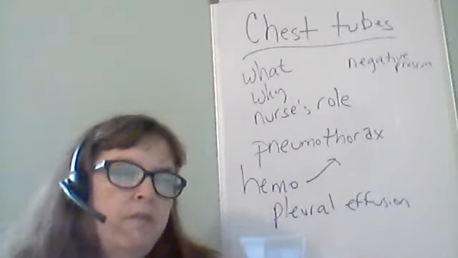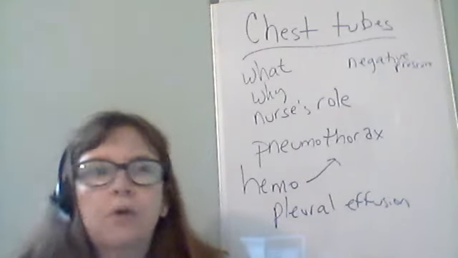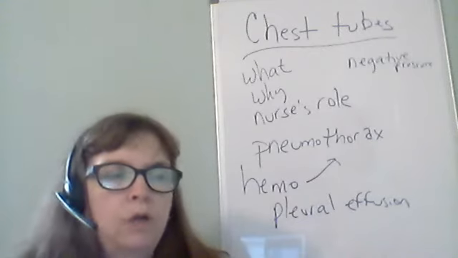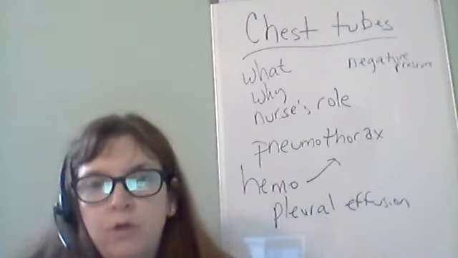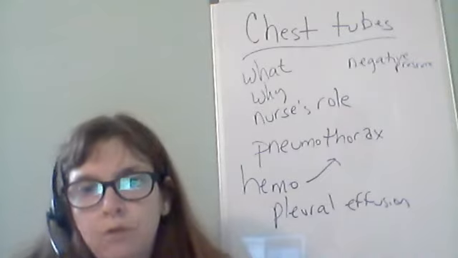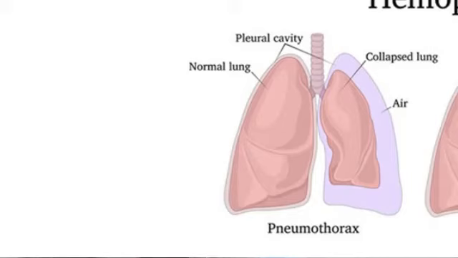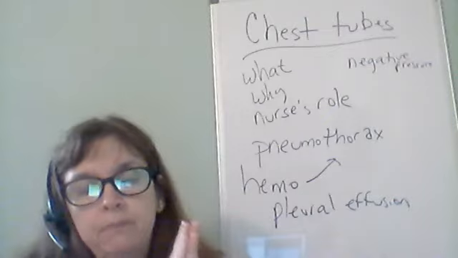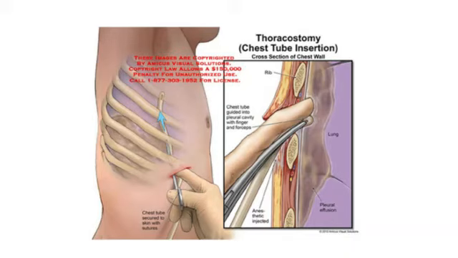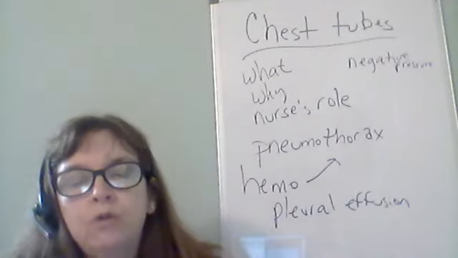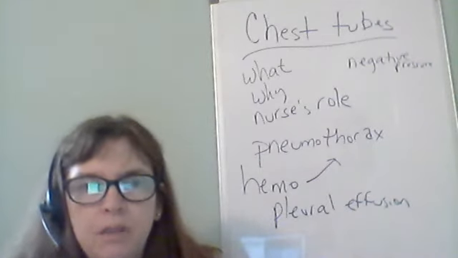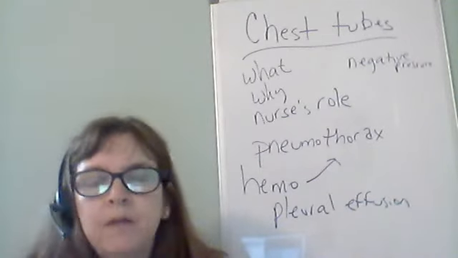Some patients, if they're in a trauma or due to disease process or surgical interventions, may develop what's called a pneumothorax. In a pneumothorax, there is air that gets into that pleural space, and that can start to collapse the lung. We put the chest tube in to allow for that lung to re-expand and a place for that air that's in that pleural space to start to escape.